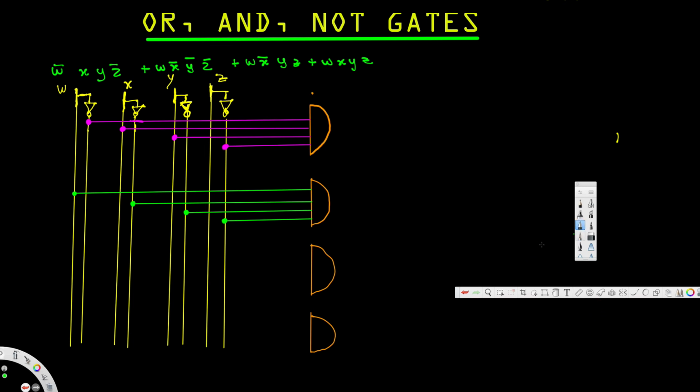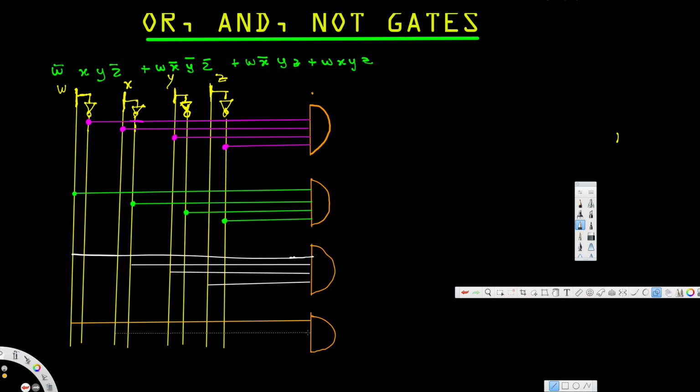And then the next one, let's use a different color. W x bar y z. W, x bar is going to go from here, y is going to go from here, z is going to go from here. Let's find another one. The next one is w x y z. So w is starting from here, x is going from here, y is going from here, and then z is going from here, and that's it.